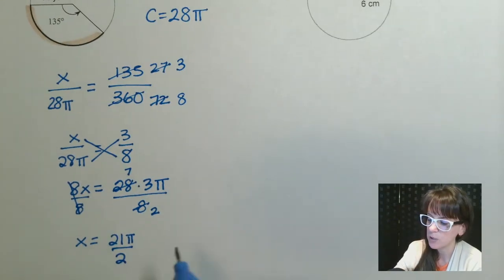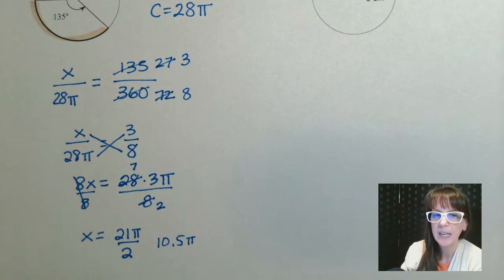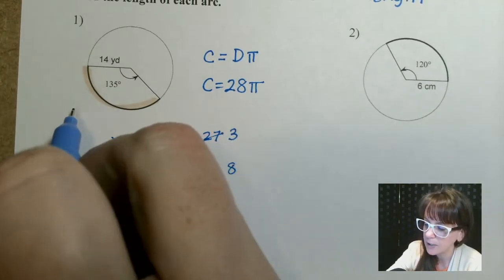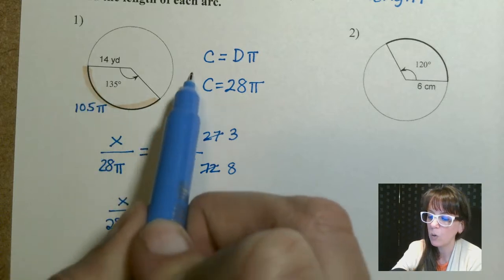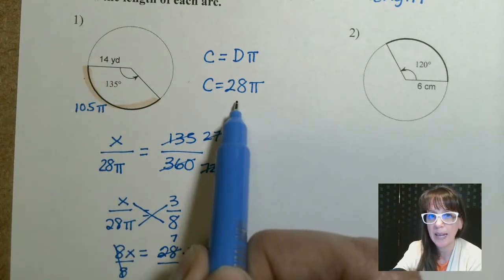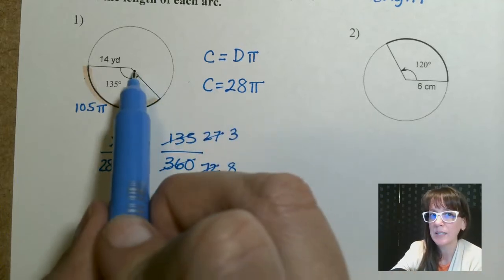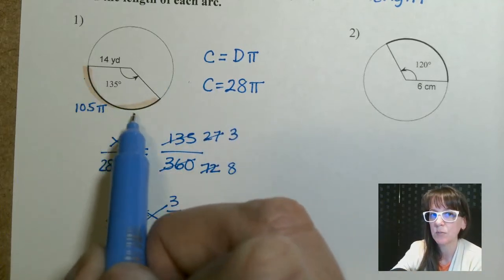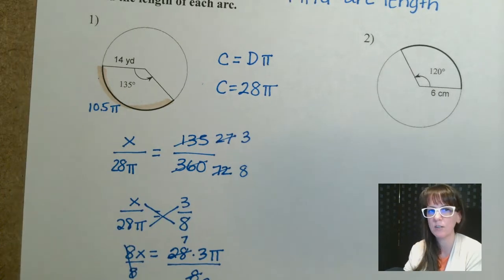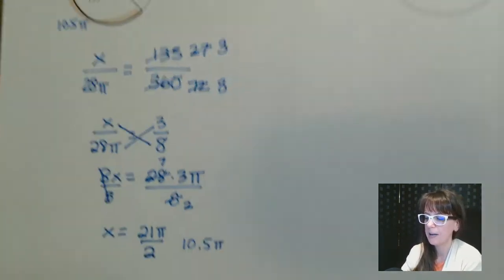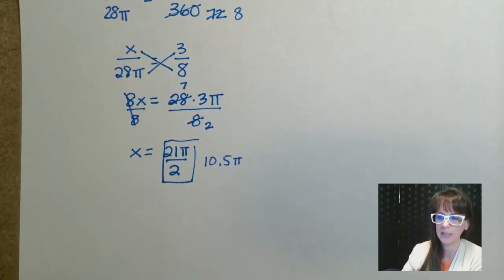So let's think about that. 21 over 2 pi, that's going to be 10.5 pi, right? So this bit right here is 10.5 pi. Well, remember our whole circumference was 28 pi. So that seems about right. Half would be 14 pi, and that's this right here, and that's a little bit less than 14 pi, so you can kind of see how that works. You may want to leave it in fraction form just to give you the most accurate answer.